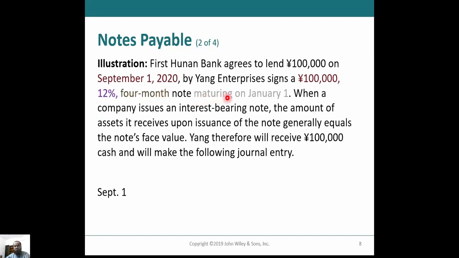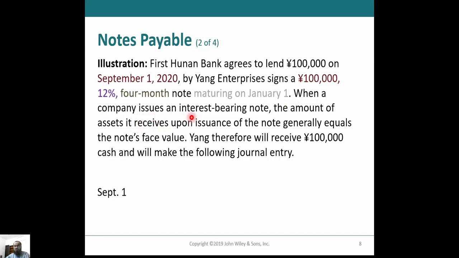So even if this maturity is not mentioned, we know that 4 months from September 1: September 1 to September 30, 1 month, October 1 to October 31st, 2 months, November 1 to November 30th, 3 months, December 1 to December 31st, 4 months. So 4 months completed December 31, so the payment will become due on January 1. So payment takes place exactly after completing the 4 months.